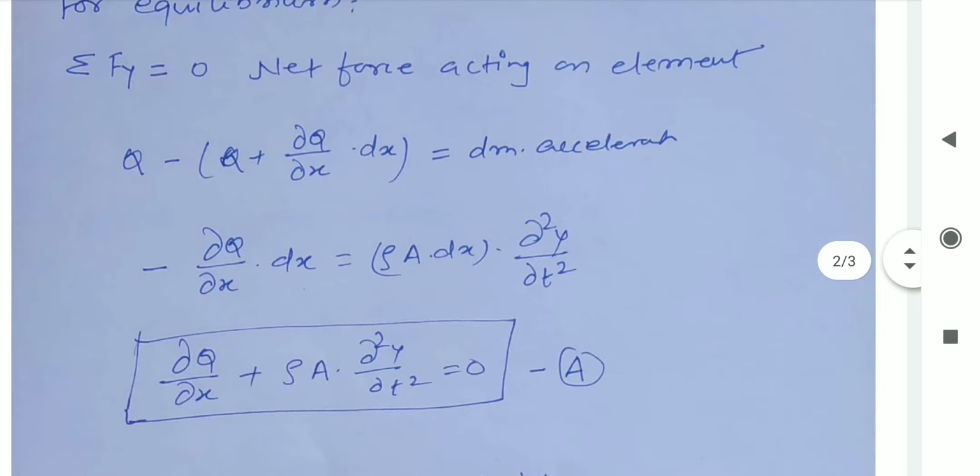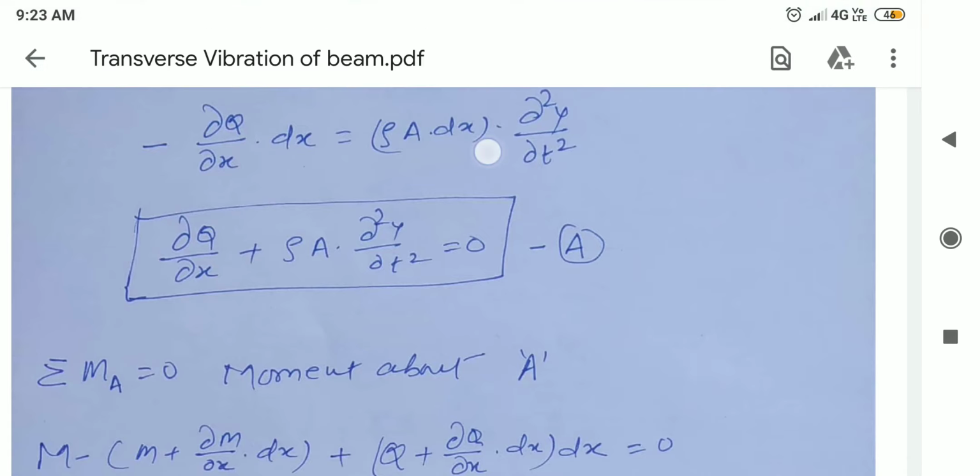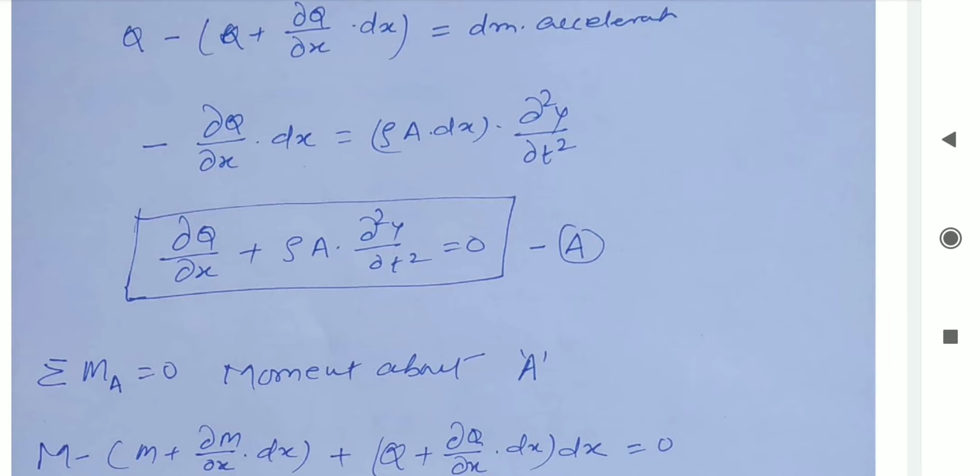So here Q cancels out, giving minus del Q upon del x into dx equal to rho A dx into del square y upon dt square. Rewriting the equation with an equal sign, dx cancels out from both sides. So del Q upon del x plus rho A into del square y upon del t square equal to 0. That is the force balance equation, equation 1.